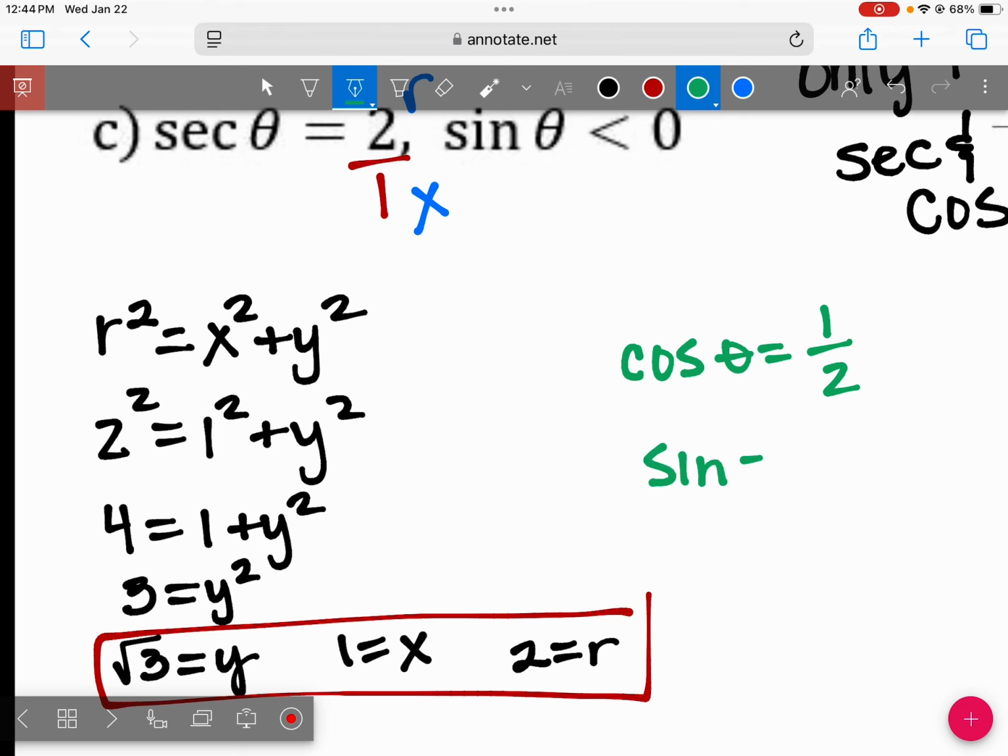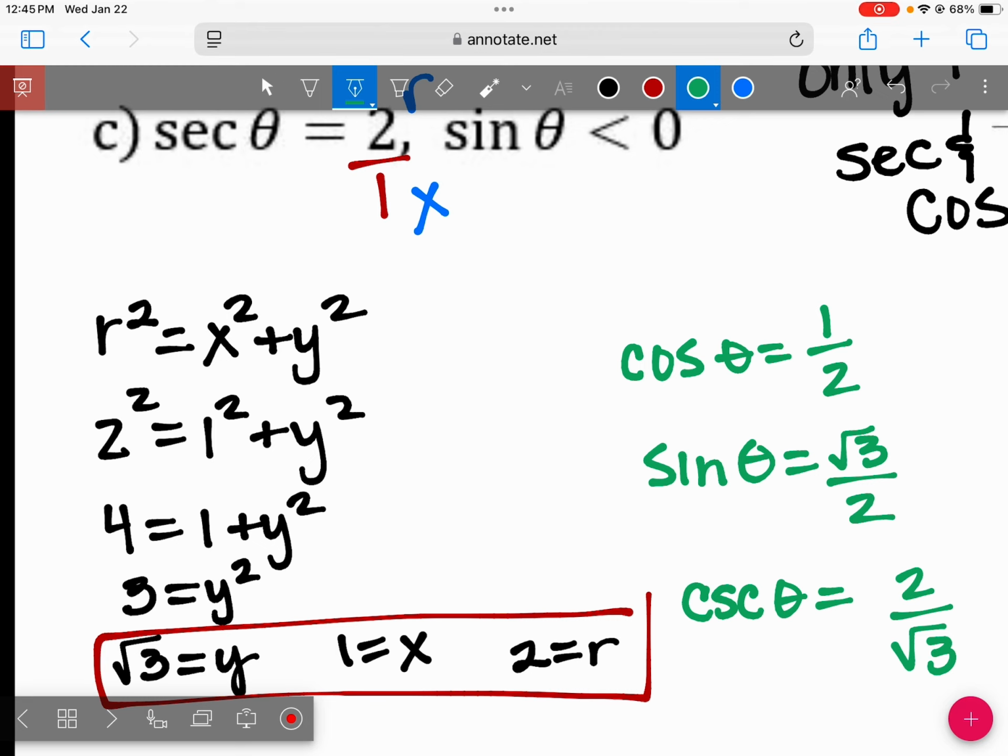Sine of theta is y over r. So that would be root 3 over 2. The sister is cosecant. And again, I put my negatives at the end. That's going to give us 2 over root 3. Go ahead and rationalize that though. You got to multiply that one top and bottom.